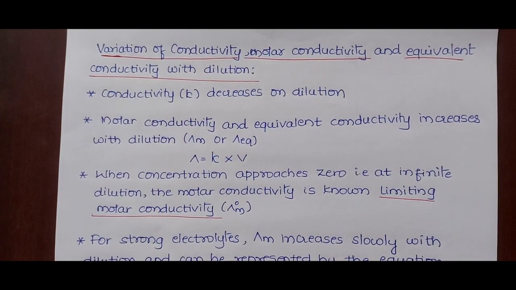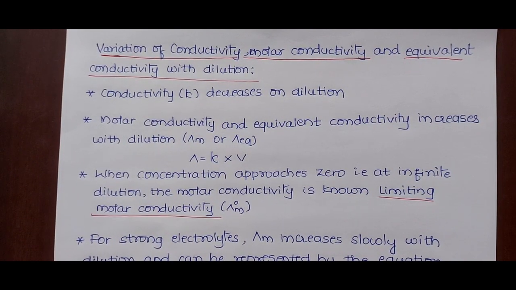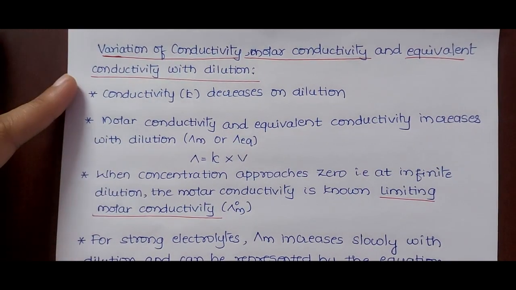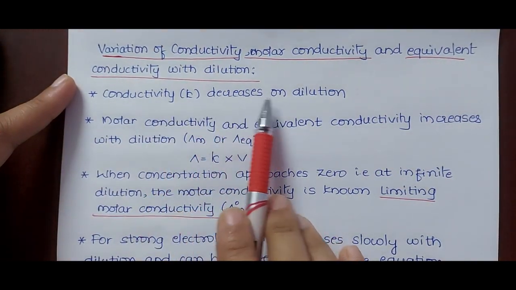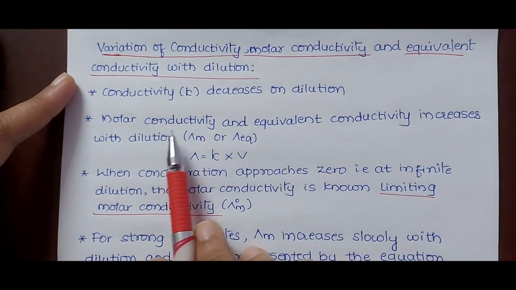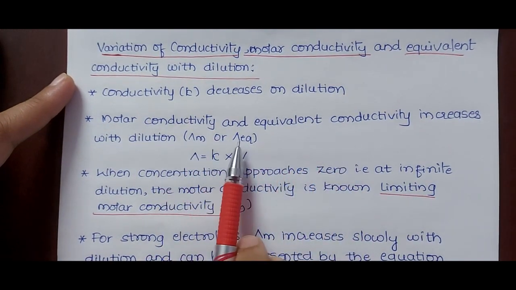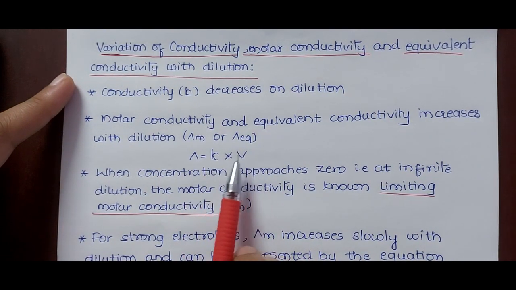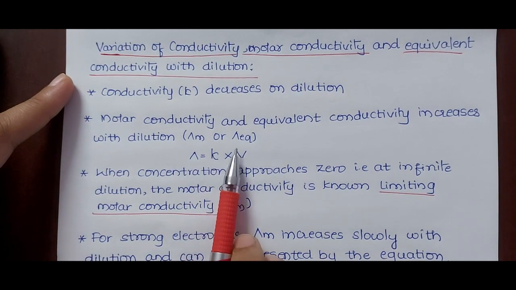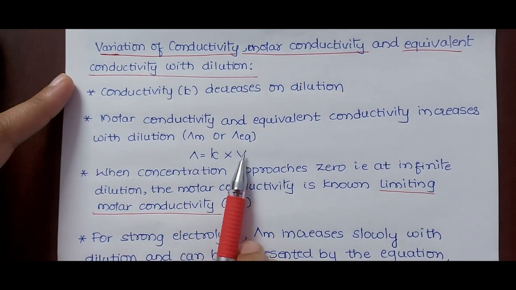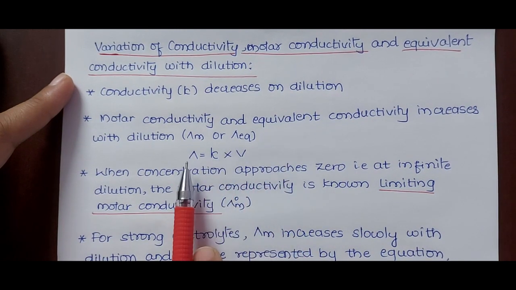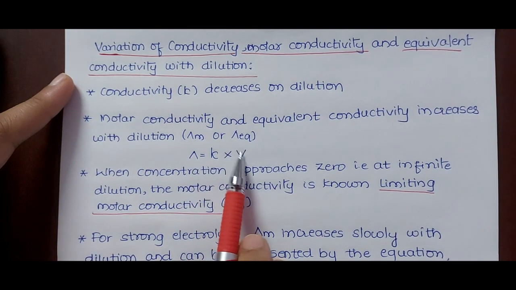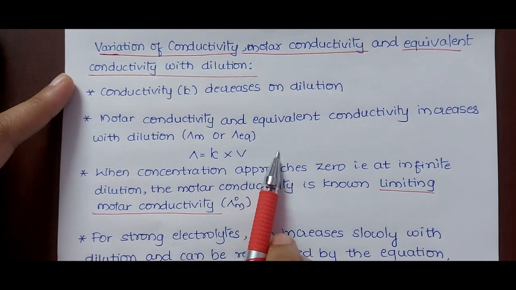Next is the variation of conductivity, molar conductivity and equivalent conductivity with dilution. If we consider conductivity kappa, it decreases on dilution, whereas molar conductivity and equivalent conductivity increase with dilution. We can relate them by the equation lambda equal to kappa into V. So lambda is directly proportional to volume V. Whenever you dilute any solution, its volume increases. So whether it is molar conductivity or equivalent conductivity, both will increase with the increase in volume, that means with the increase in dilution.